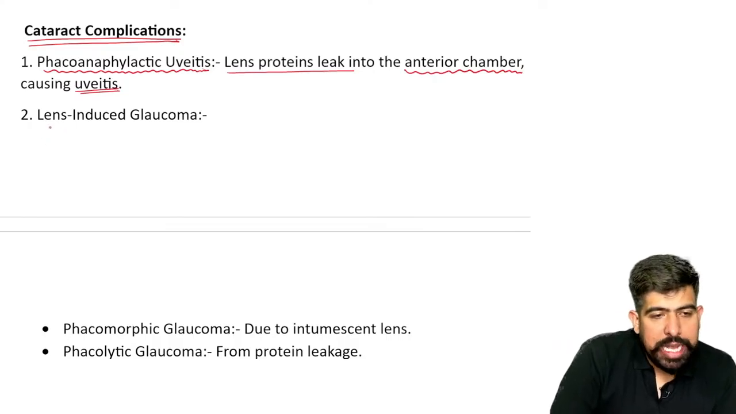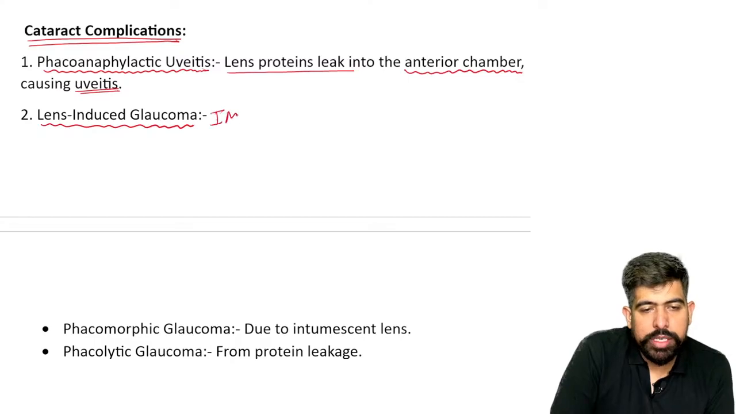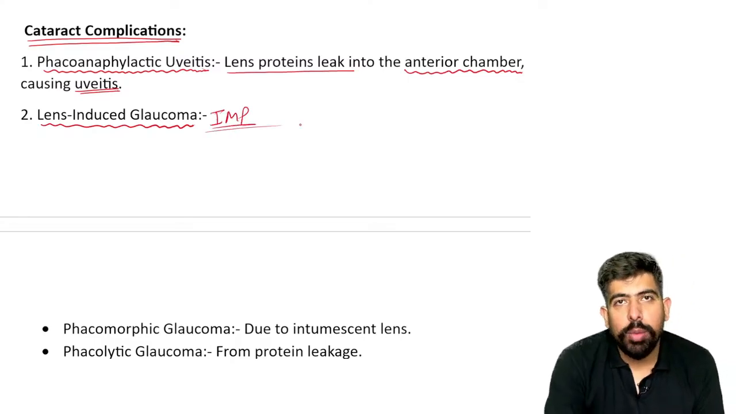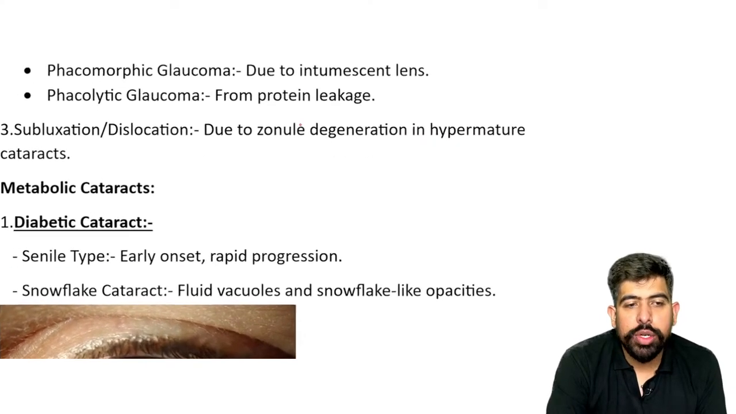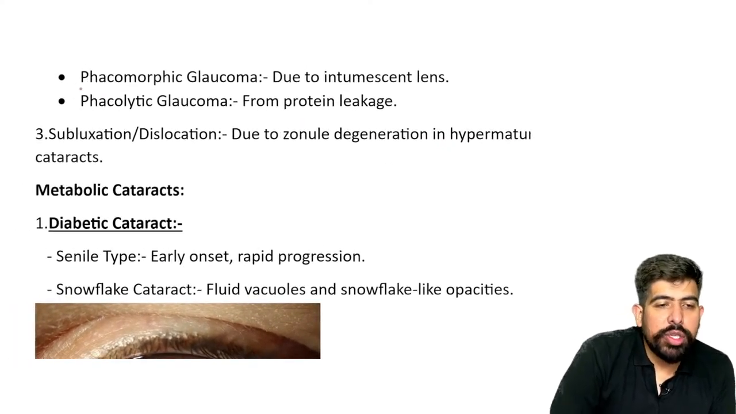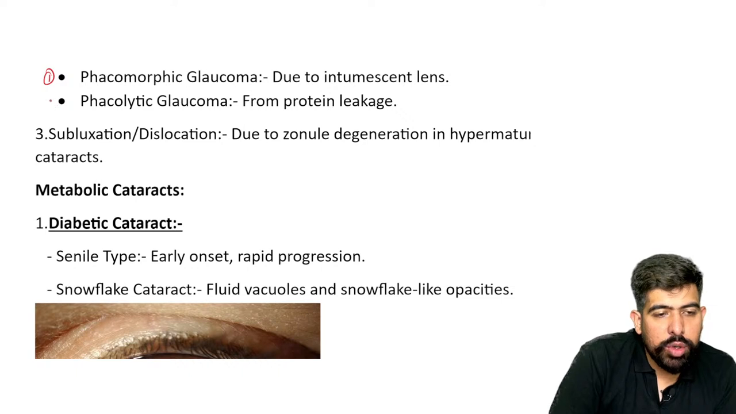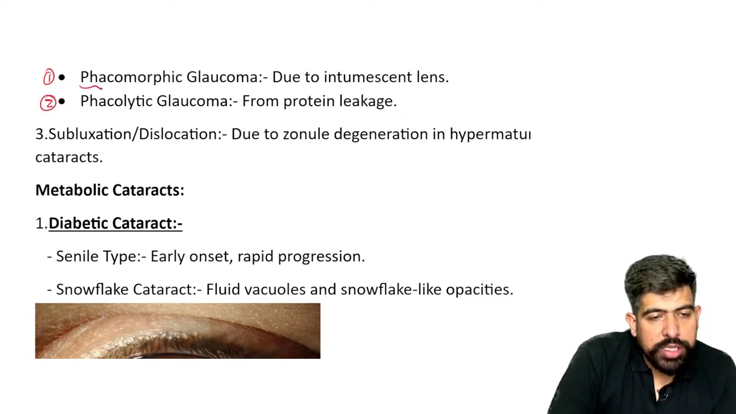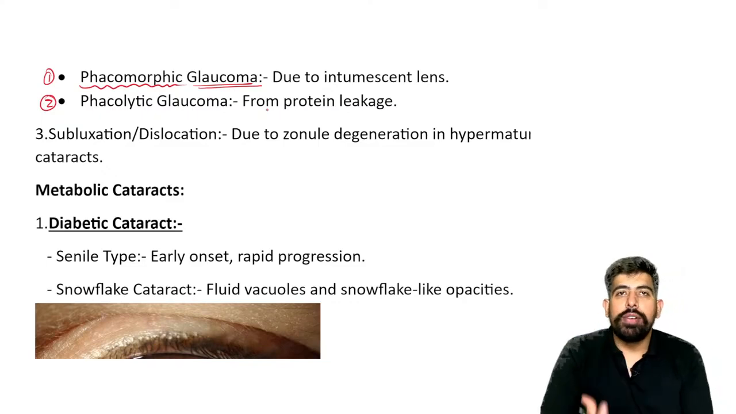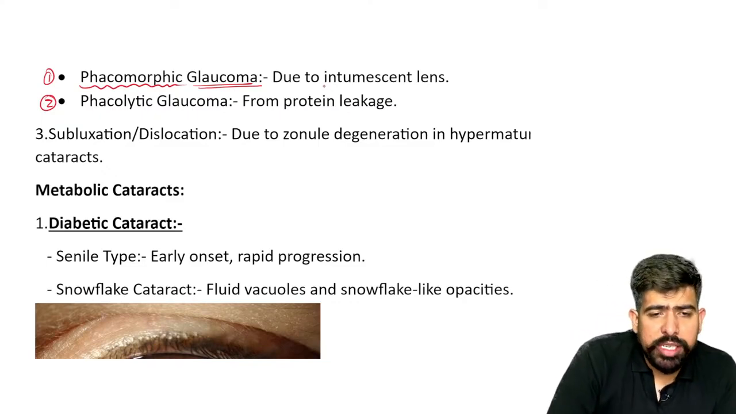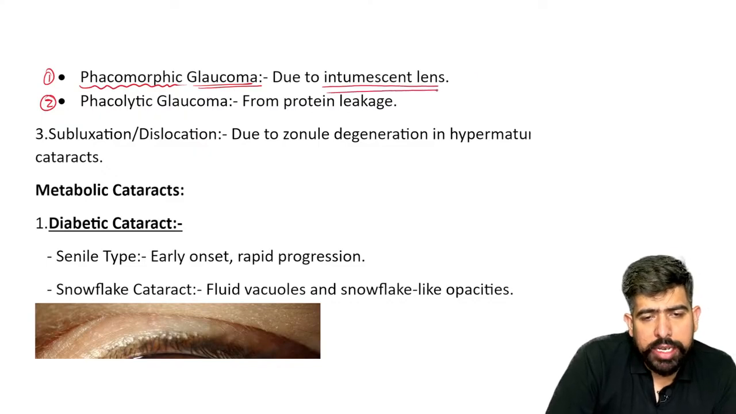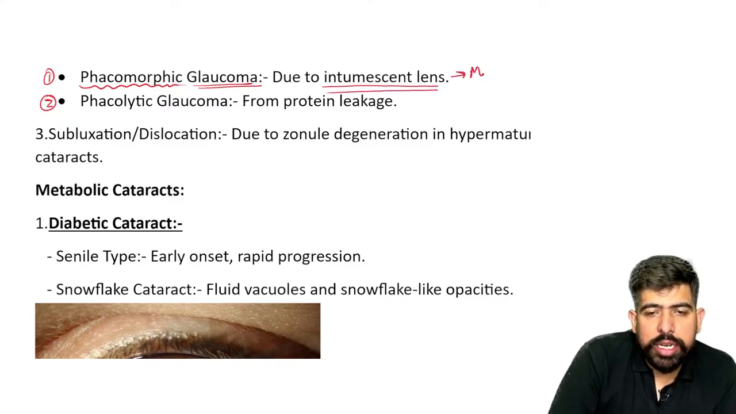And next we have lens-induced glaucoma, which is important. We will talk about glaucoma in a later part, and I will tell you why this happens, but please remember there are two types of glaucoma that can be caused by cataract. The first is phacomorphic glaucoma, due to the swelling of the cataract, and please remember that this is always with an intumescent cataract. It means the mature cataract.